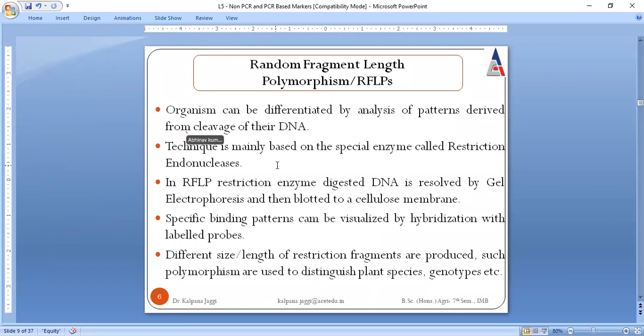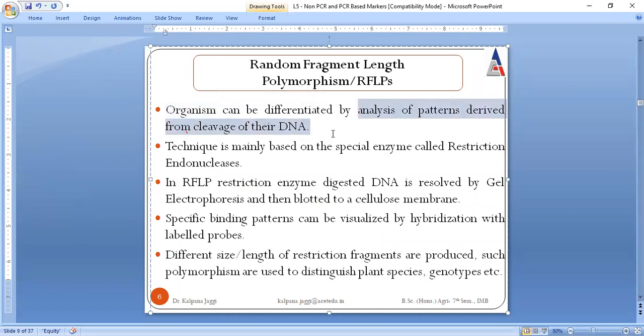So when we talk about the features of restriction fragment length polymorphism, one organism can be differentiated by the analysis of patterns derived from the cleavage of the DNA. Here different length fragments are produced as a result of the action of the enzyme called restriction endonuclease. So this technique is mainly based on a special enzyme.